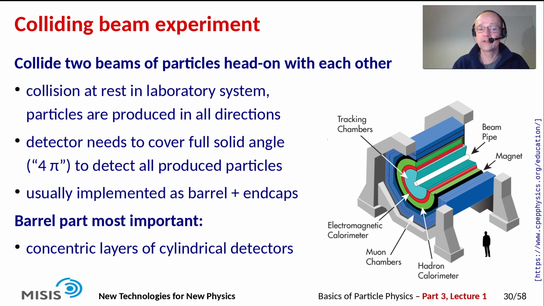But the barrel is certainly the most important part of the detector, and this consists of concentric layers of cylindrical detectors. The innermost detector is always the tracking detector, then you have the electromagnetic calorimeter, then you have the hadron calorimeter, then you have the yoke of the magnet that is used to create the magnetic field inside the tracking detector that allows you to measure the momenta of charged particles. And then on the outside of the magnet yoke you have muon chambers, which you can use to identify muons.